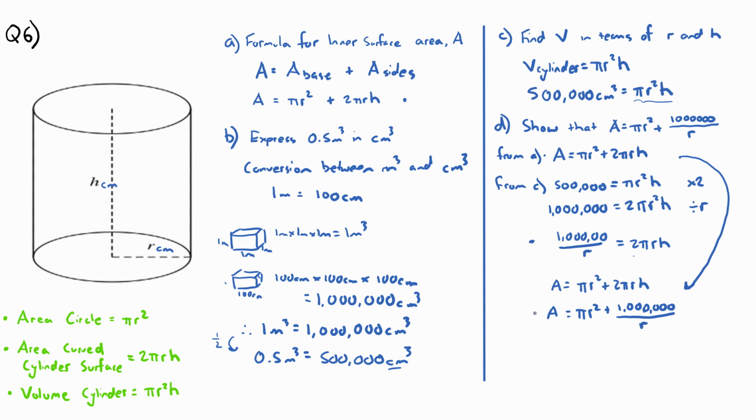We have now shown that using this expression for A, the very initial one, and also this expression for the volume. We've combined them together. We've done a bit of rearranging. We made use of the fact that the volume had a number in it of 500,000, and then we did some algebra magic and got down to an expression for A that doesn't include the height, which is quite neat because it only has one variable now, the radius. So there we go, there's the answer to part D, question 6.